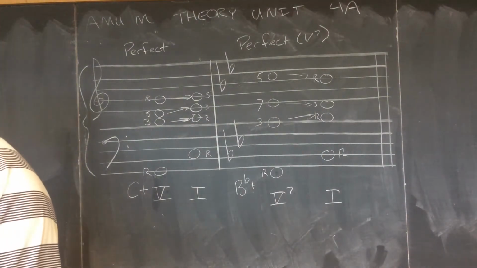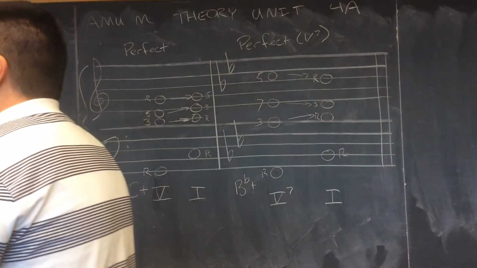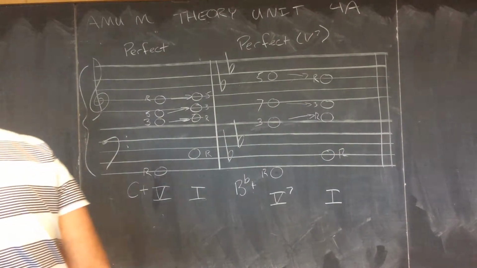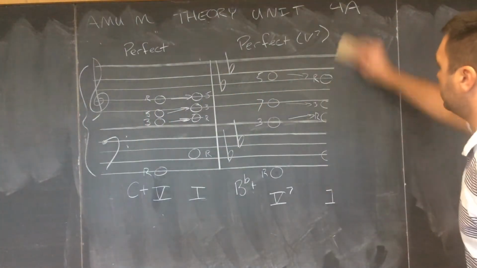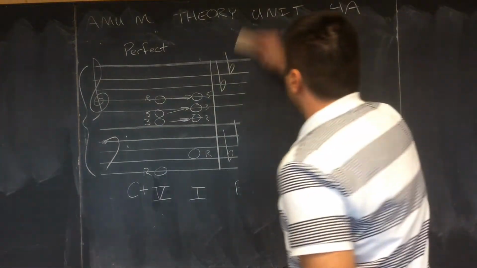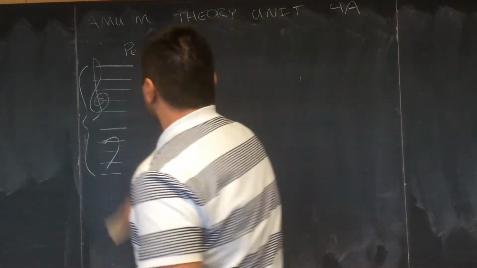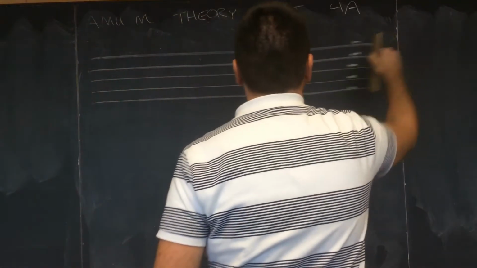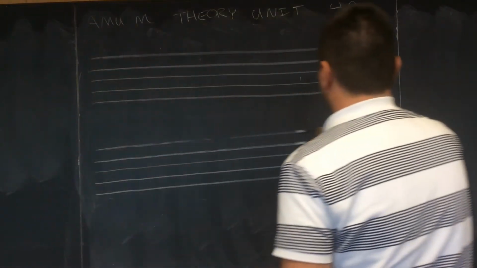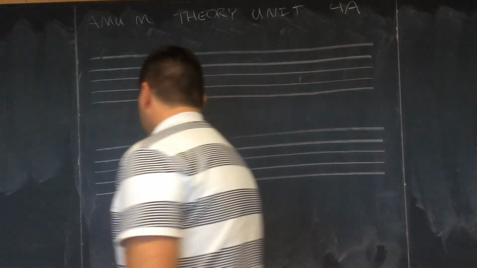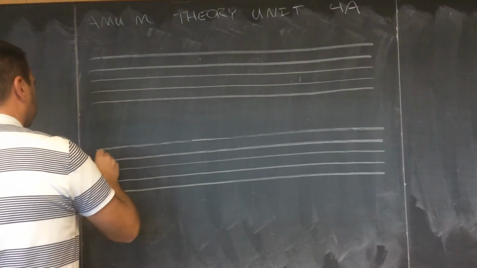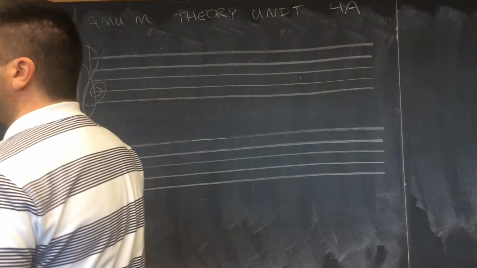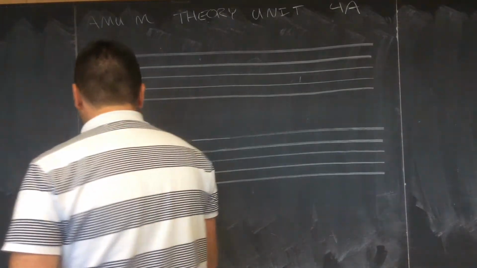Okay, let's look at some of the other ones. Going to go down to plagal cadences, and I'm just going to redraw this. So I'll show all of the different ones, and we'll go through each of these. And let's see, let's pick the example. Sure, let's actually do a minor example.